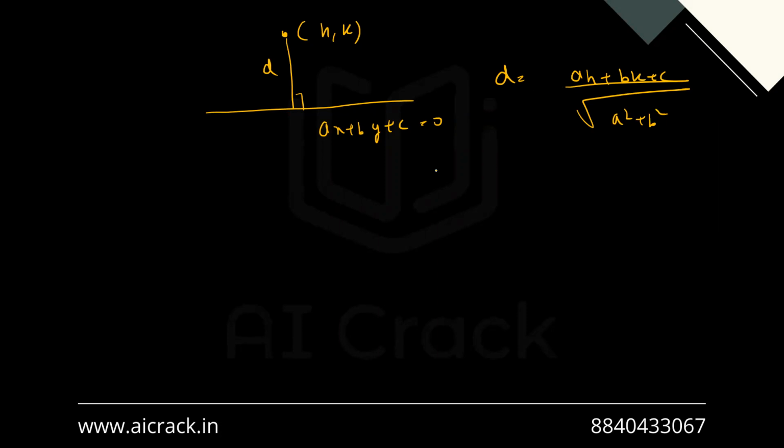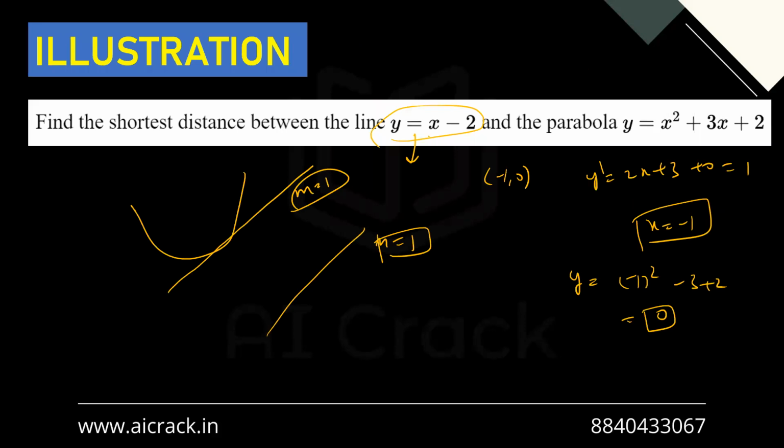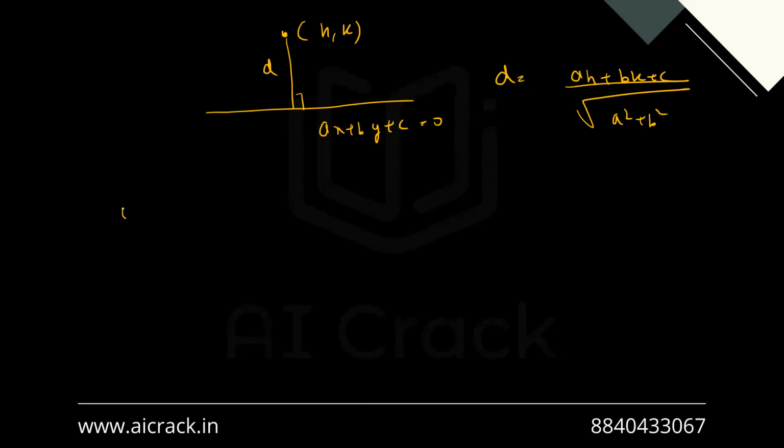So using this particular formula, we will find the distance. We have got this particular point as (-1, 0), and we have to drop a perpendicular from here onto this line. We have got the line as y - x + 2 = 0, and we have got the point as (-1, 0).